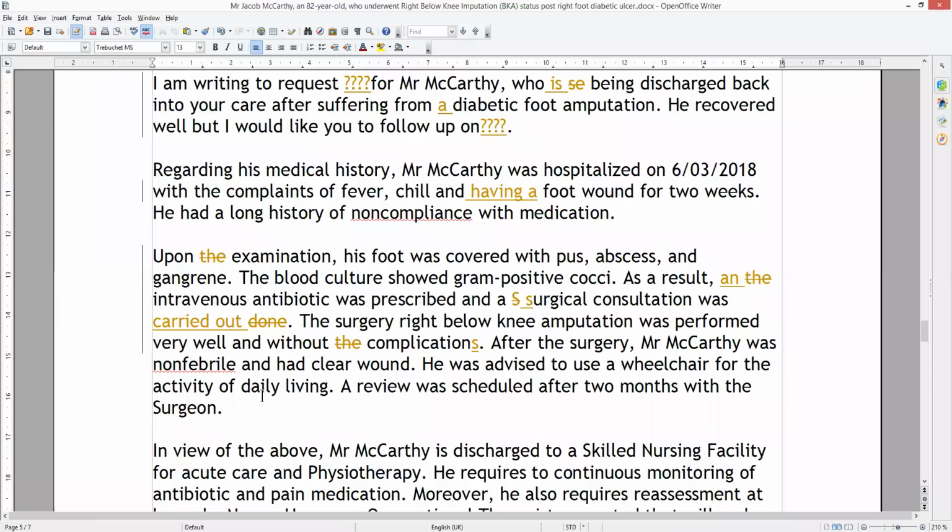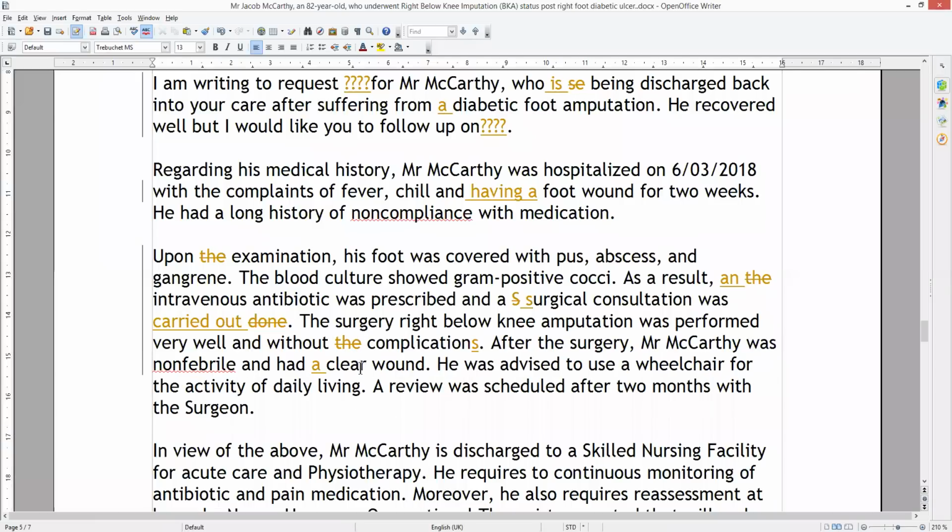After surgery, Mr. McCarthy was comfortable and had a clear wound. Is it a clear wound? What? A clean wound? It was a clean, dry wound. He was advised to use a wheelchair for the activity of daily living.